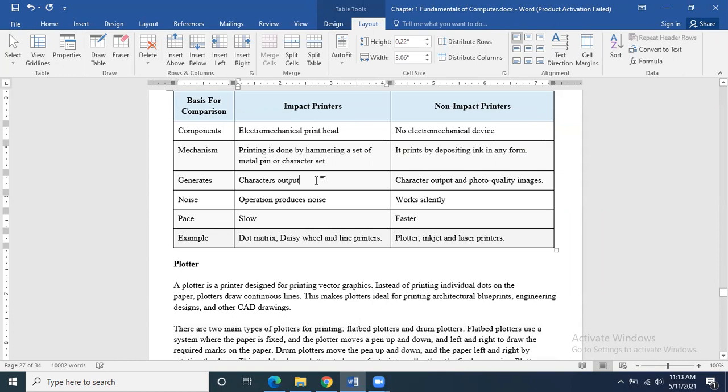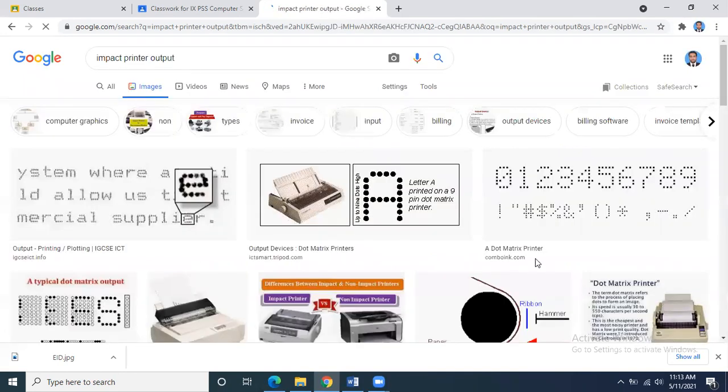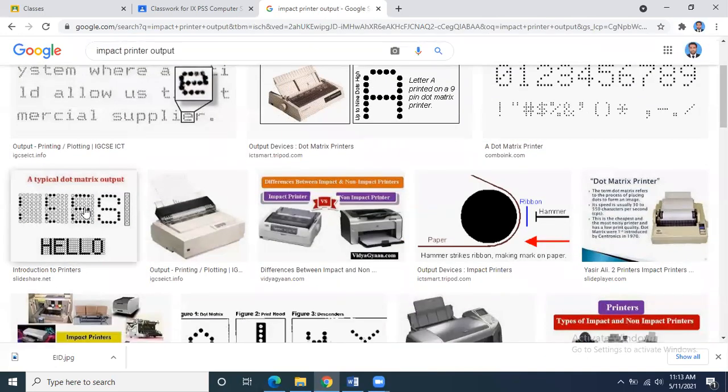Generates characters output, generates output and photo quality images. We can print quite good quality photos in impact printers, but normally we print characters in impact printers. If you look at impact printer output, you will see that it prints the characters in the form of dots, dots, dots, and then one character is printed.